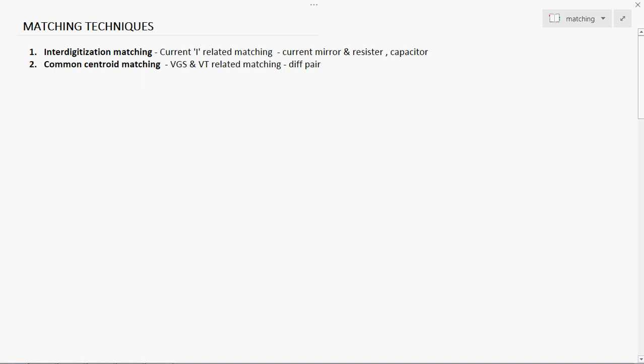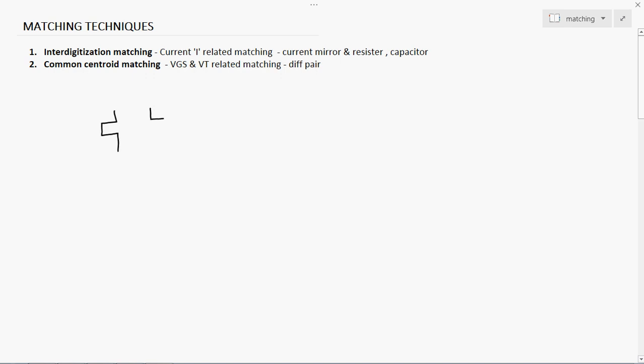As I said, whenever there is a current related constraint or current related concern, we have to go for interdigitization based matching techniques. Interdigitization matching can reduce the process variation, or the error introduced by the manufacturing process variation. In the x direction we can reduce the process variation. I will tell you how. First we will go for one simple logic circuit.